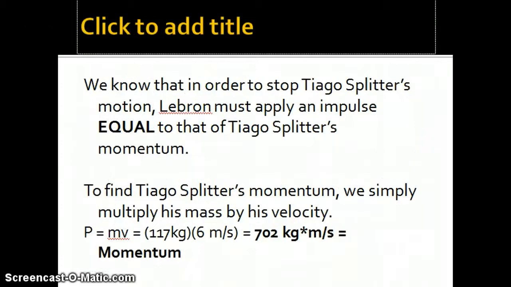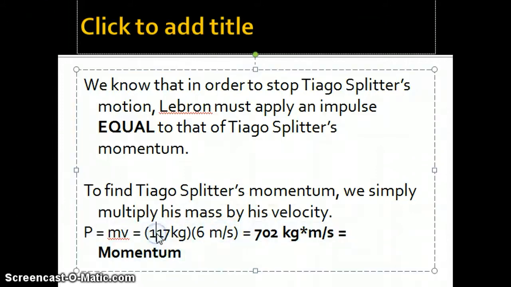So in order to solve this problem, we know that in order to stop Thiago Splitter's motion, LeBron must apply an impulse equal to that of Thiago Splitter's momentum. And this makes sense because in order to stop his momentum, there needs to be a force that stops his motion. To find Thiago Splitter's momentum, we simply multiply his mass by his velocity, which is 117 kilograms times 6 meters per second. So his overall momentum is 702 kilograms times meters per second.